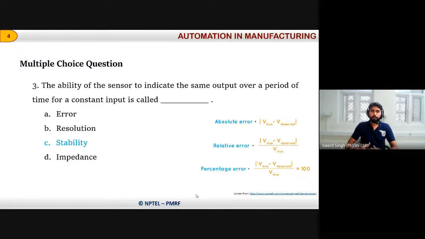So when you build your own system, you have to check its accuracy and what kind of error it is producing. If the error is more, then you have to rectify the errors and make your instrument more accurate. Here, it is a sensor. If you are giving a constant input to that sensor, and it gives you the same output over a long period of time, then we say the sensor is stable, and this property is known as the stability of the sensor. Resolution I will be discussing in a subsequent slide.